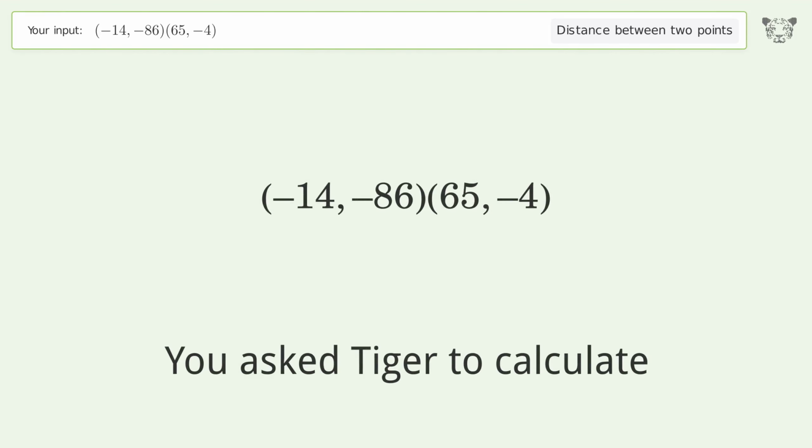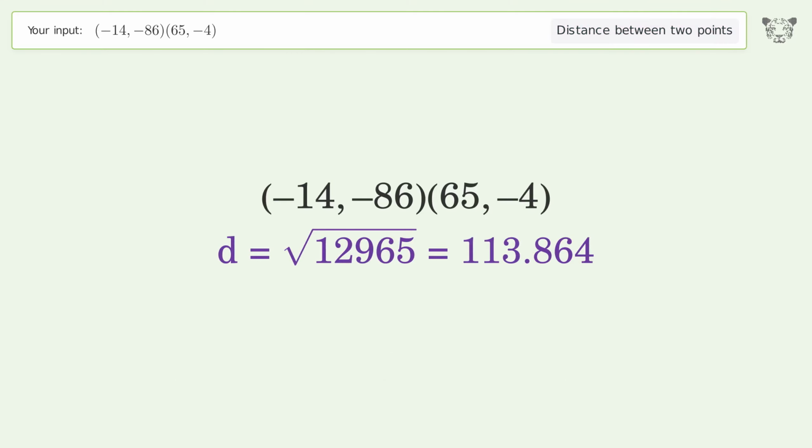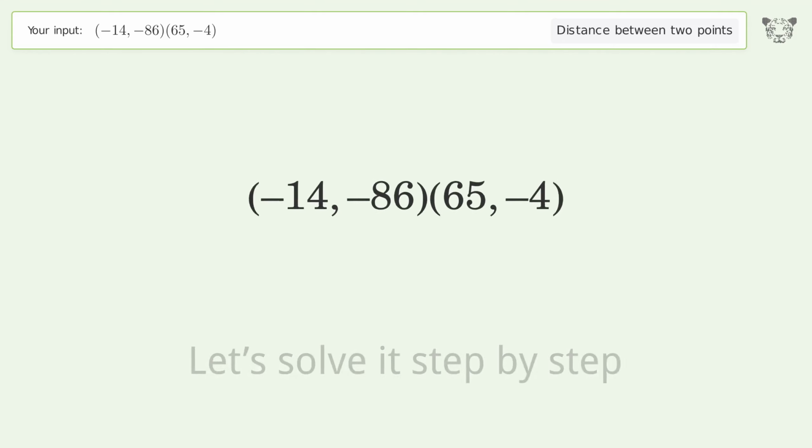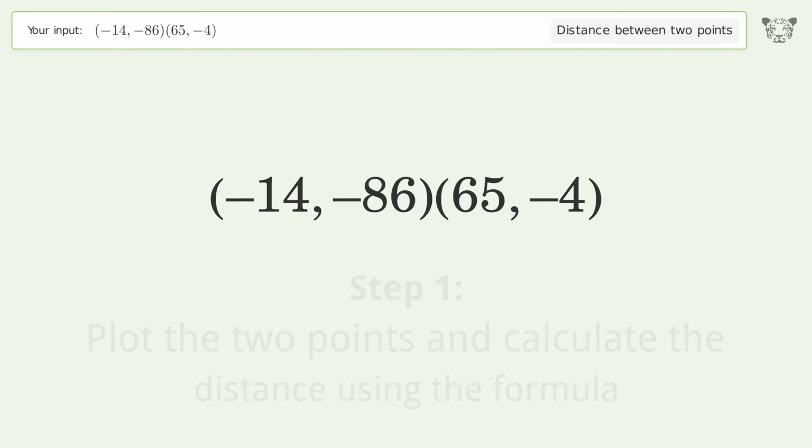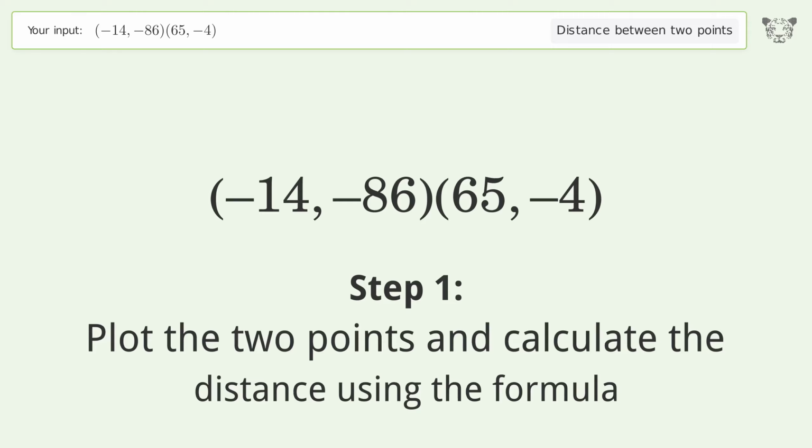You ask Tiger to calculate. This deals with the distance between 2 points. The distance between the 2 points is the square root of 12,965 or 113.864. Let's solve it step by step. Plot the 2 points and calculate the distance using the formula.